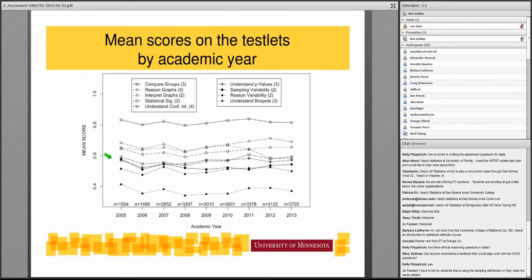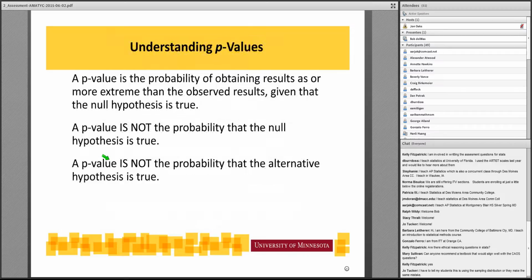Now, when it comes to inference, what students seem to do well with is informal ways of comparing groups. That's what's primarily being measured in this line at the top. What they have more difficulty with is things like understanding confidence intervals and understanding p-values. Those seem to be the difficult concepts with respect to statistical inference. All right. Finally, let me just give you a flavor of some of these items.